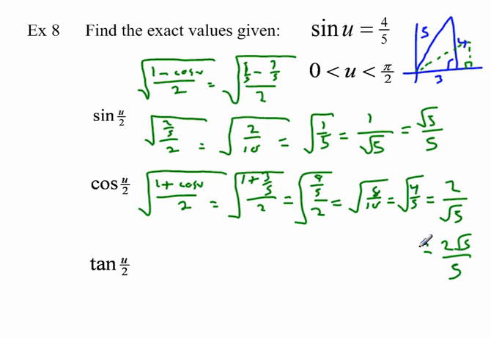Now, tangent is always the easiest one, because for tangent you can take your answer for sine over your answer for cosine. And since you have over 5 on both top and bottom, in fact, square root of 5 on both top and bottom, this whole thing simplifies to 1 on top and 2 on the bottom. So the tangent of that new angle would be 1 over 2.